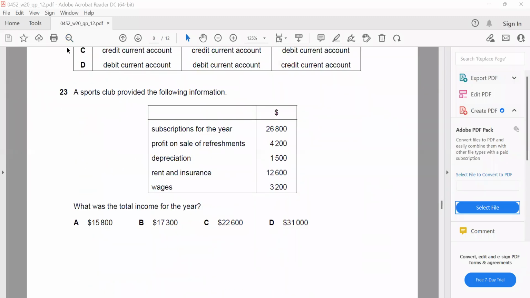Okay. Question 23. A sports club provides the following information: subscription, profit on the sales, depreciation, rent, insurance, wages. What was the total income for the year? They are talking about total income, so subscription and profit are income. These three are the expenditure. So the total amount, these two added together, 26800 plus 4200, so we get 31,000. Okay, now let's move on.